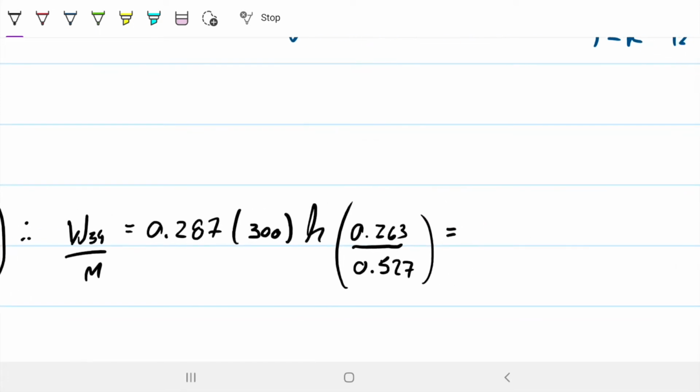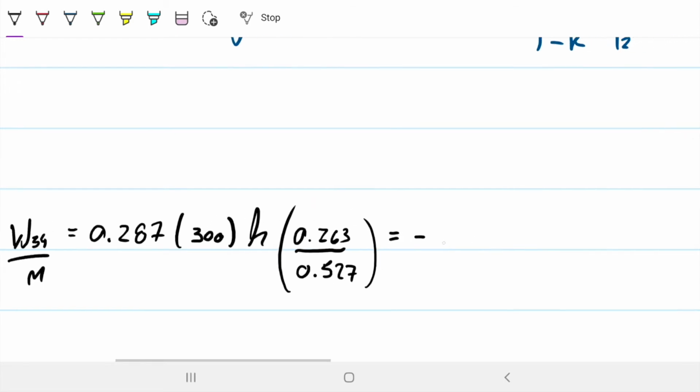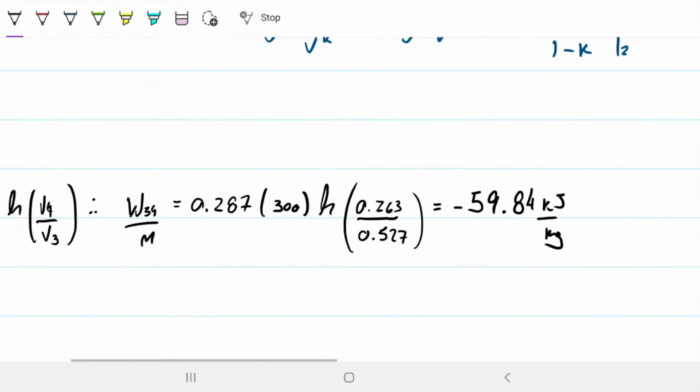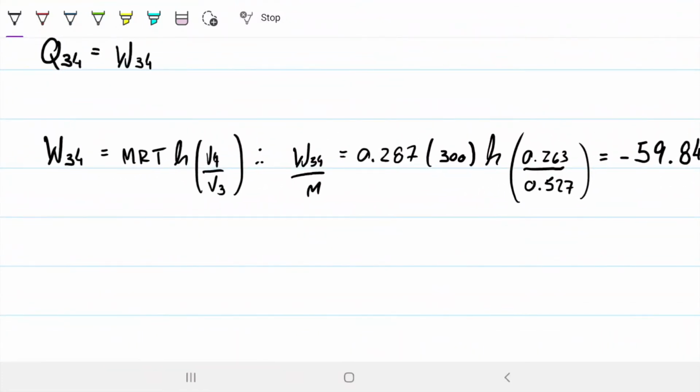Okay, know that we're compressing this gas here, so we need to give energy to the system. That's why the negative shows up, right? We need to give energy to this gas to be able to compress it. Air in this case, we need to give energy to air to be able to compress it. So this is kilojoules per kilogram. Cool. So that's why the negative shows up, as we expect. So that's also the amount of heat in this process.